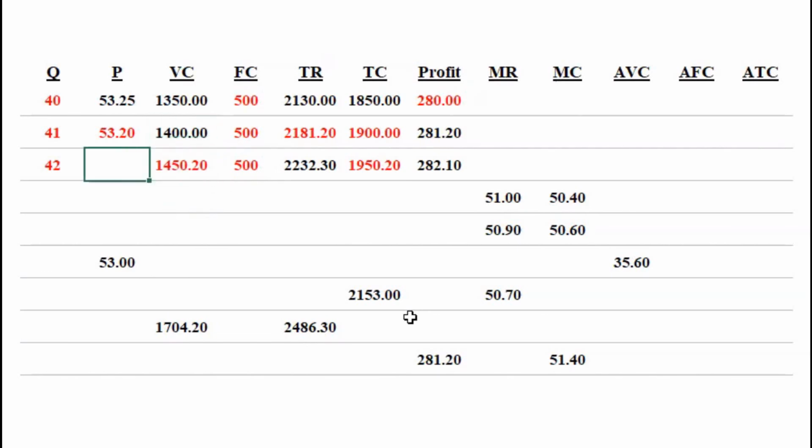And now the last thing we have to identify is price. Like we said, price and quantity are related to total revenue. So all we have to do is divide total revenue, 2232.30, by the quantity of 42, and that gives us 53.15. 53 and 15. There we go. And we now have the first three rows done for our seven variables.